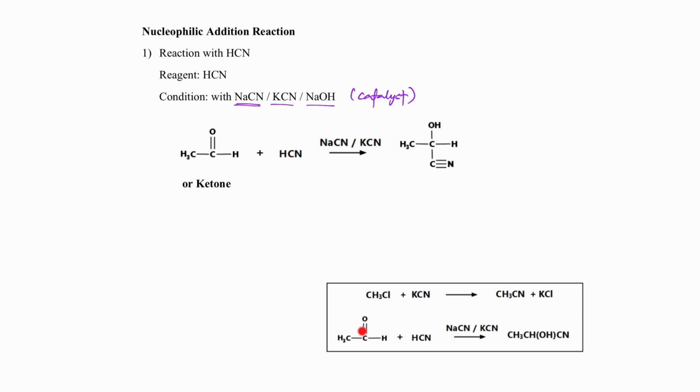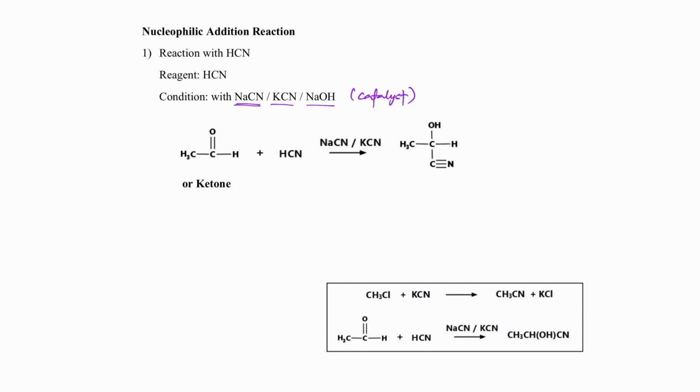But for carbonyl compound, the reagent will be HCN, but we have NaCN or KCN as the catalyst. So we cannot react carbonyl compound just with NaCN or KCN like what we have for halogenoalkane. So we need to have hydrogen cyanide as the reactant, and NaCN and KCN are just the catalysts.